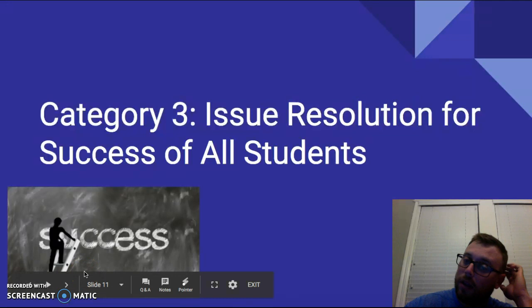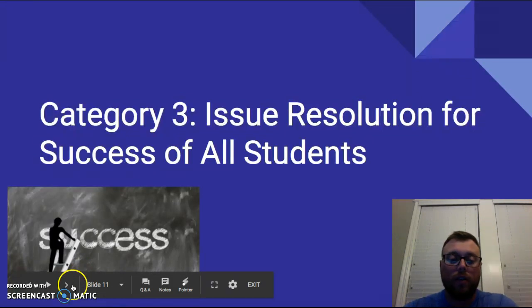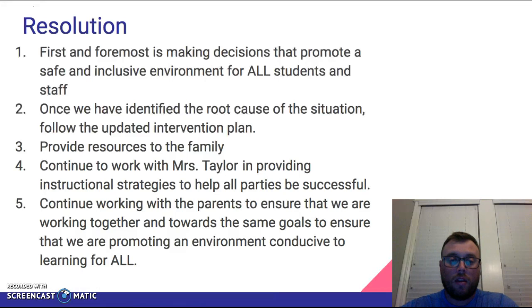Category 3, issue resolution for success. First and foremost, I'm a big believer in making decisions that promote a safe and inclusive environment for all of our students and staff. Once we've identified the root cause of the situation, follow the updated intervention plan, provide resources to the family, continue to work with Mrs. Taylor in providing instructional strategies to help all parties be successful, and continue working with the parents to ensure that we are working together towards the same goals, promoting an environment conducive to learning for all.